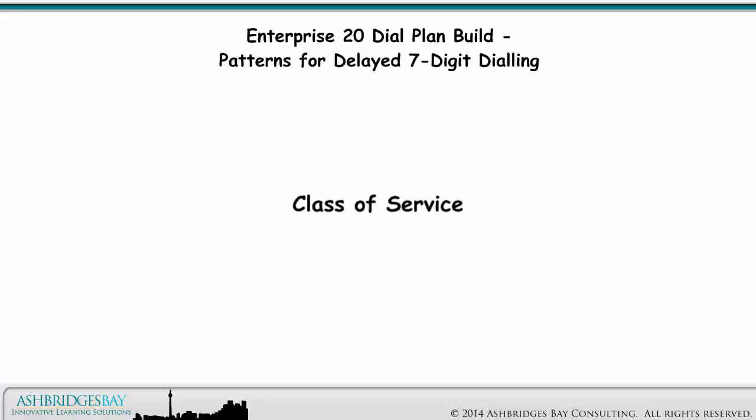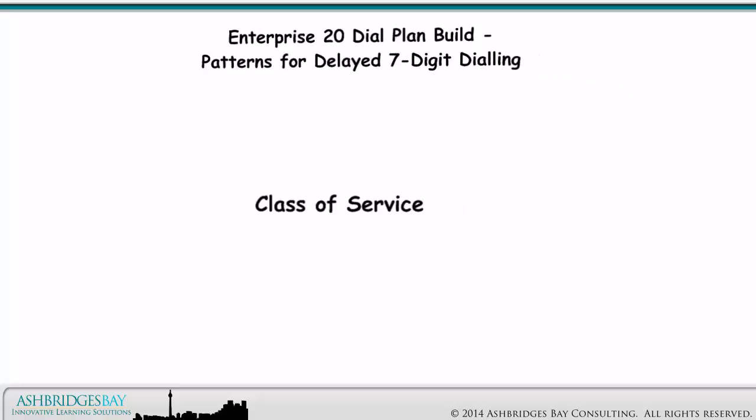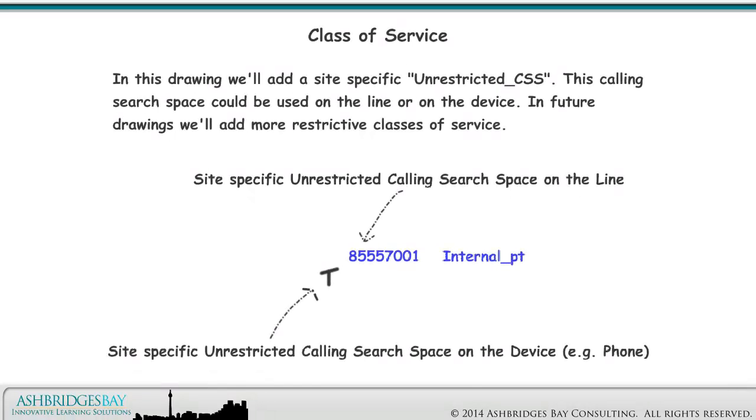We'll start with a basic class of service configuration. In this drawing, we'll add a site-specific, unrestricted calling search space. This calling search space could be used on the line or on the device. In future drawings, we'll add more restrictive classes of service.